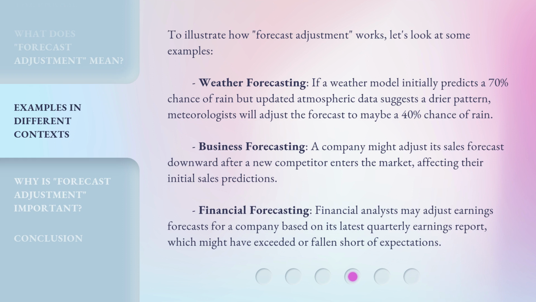Business forecasting. A company might adjust its sales forecast downward after a new competitor enters the market, affecting their initial sales predictions. Financial forecasting. Financial analysts may adjust earnings forecasts for a company based on its latest quarterly earnings report, which might have exceeded or fallen short of expectations.